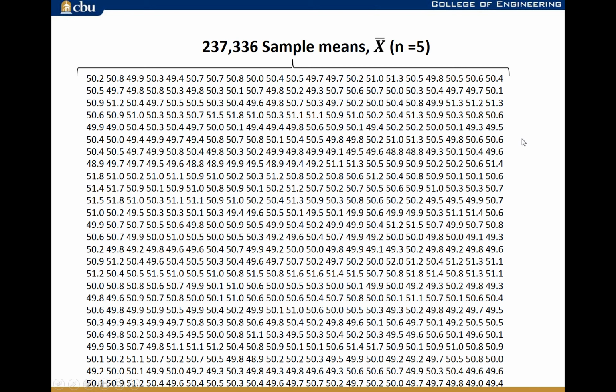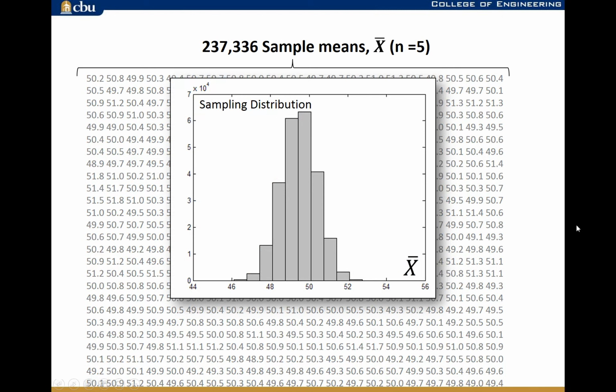Do you remember we did the first lab? We select 100 data and randomly select 30 and make an X-bar. So now you see that the number is about 237,336 different means, right? And how about the means distribution? So this is a means distribution. And if you look at this distribution, is it normal?